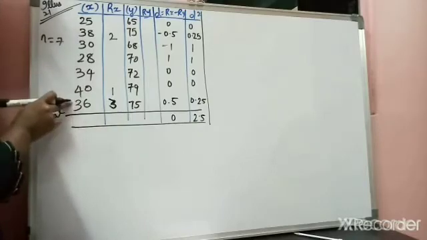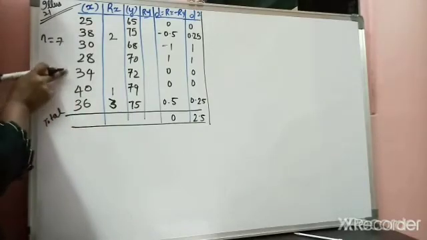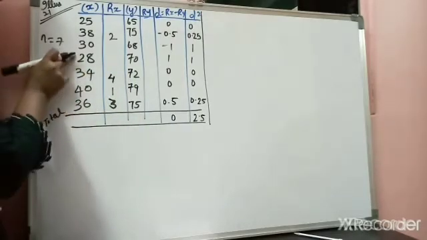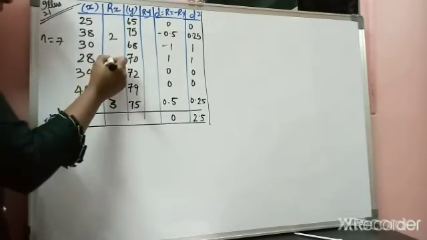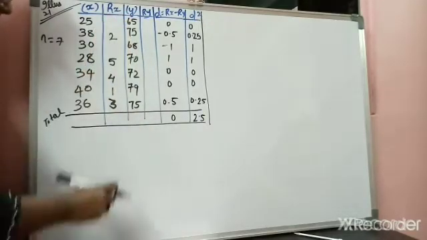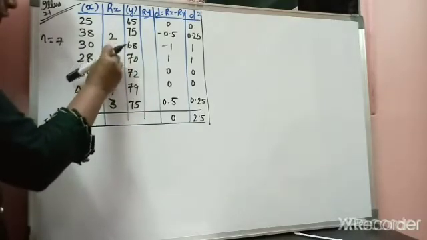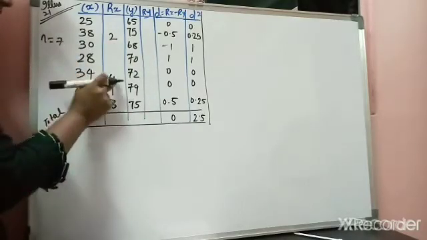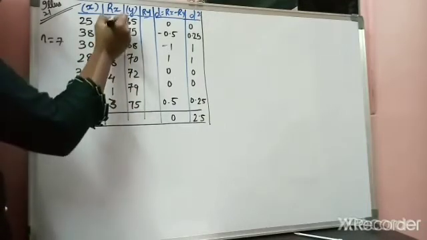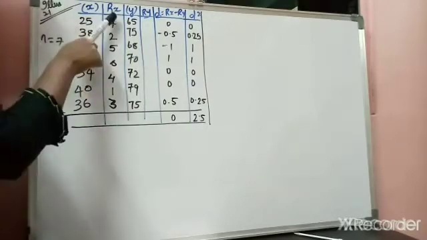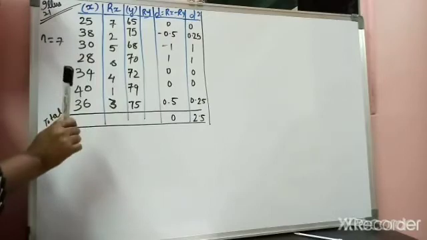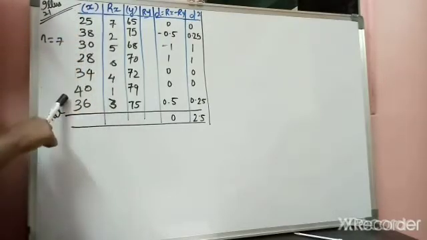Then after 36 the highest is 34, so after 3 the rank is 4. Then you have 28... sorry, I have made a mistake. After 4 you have 30. So here after 4 you are assigning 5, then 6, then 7. Clear with this? So 7, 2, 5, 6, 4, 1, 3. Like this, the ranks have been allotted for the X variable.